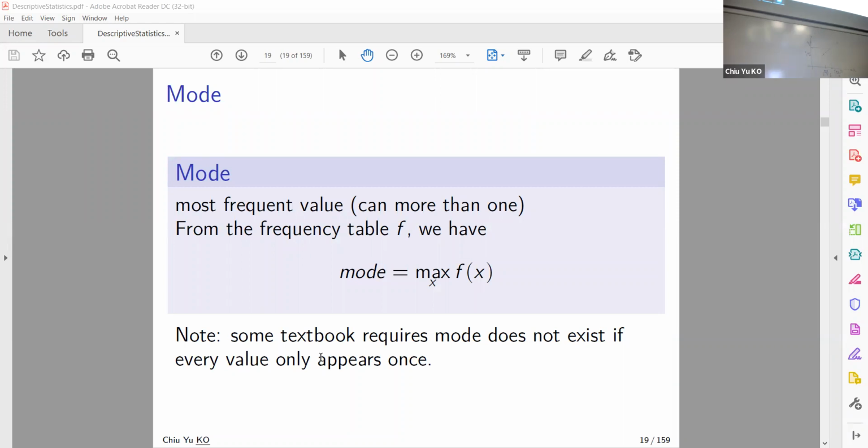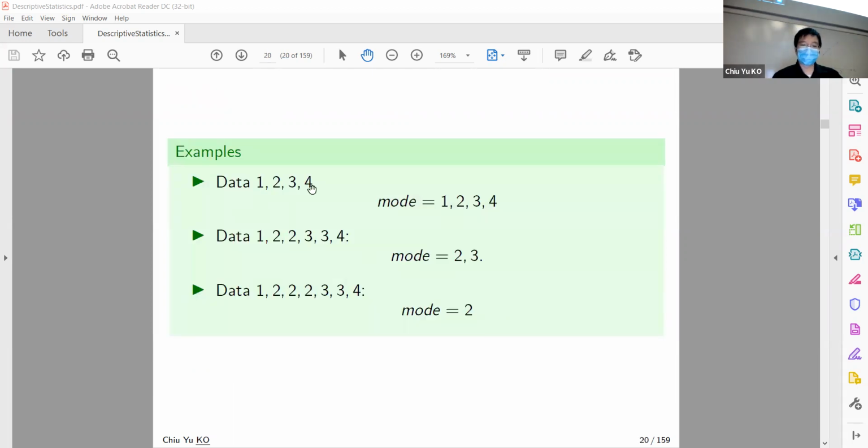The next one is the mode, right? The mode involves almost no calculation. You just look at the frequency table and look at the value that appears the most. Of course, there's a drawback of this measure: if one value has just one less frequency than another, you just ignore it. Suppose the data is like this: 1, 2, 3, 4, you get all of them. With 1, 2, 2, 3, 3, 4, you get 2 and 3, because only 2 and 3 appear twice.